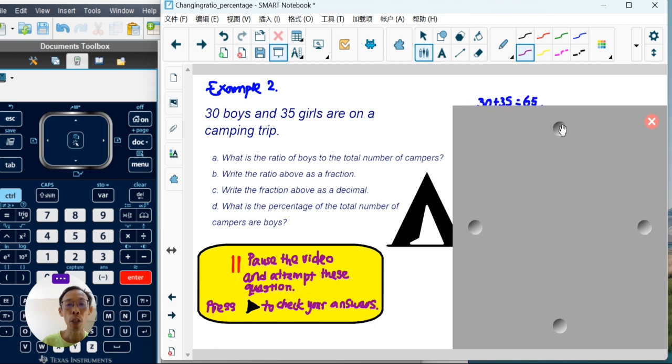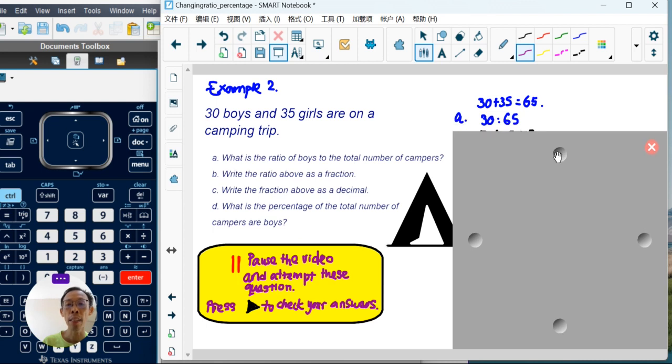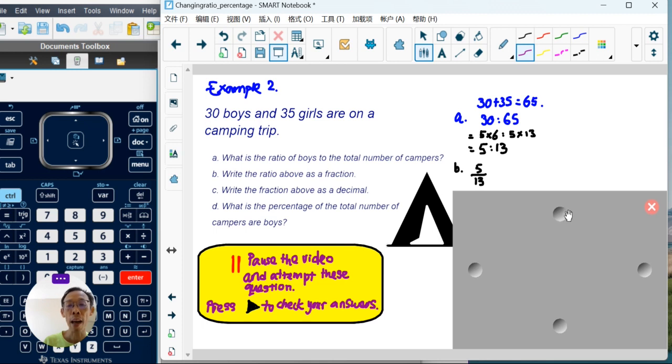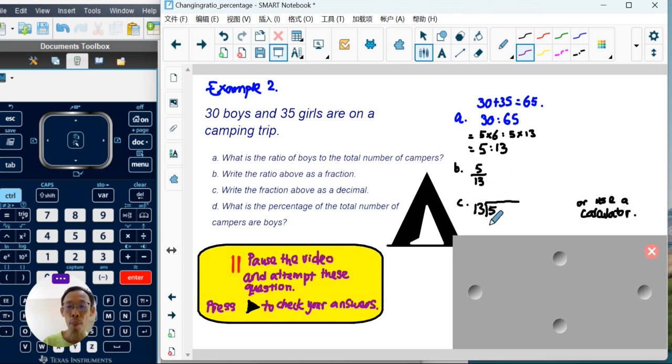All right, welcome back. So do you get the ratio right? Okay, the first thing to do is to add up the number of campers. So we have 65, and the boys to the total is 30 to 65. You can simplify that by factorizing, 5 times 6, 5 times 13, and then take away the common factor. So I simplify to 5 to 13, and as a fraction, 5 as a numerator, 13 as the denominator, and then I can do the same process again, long division.